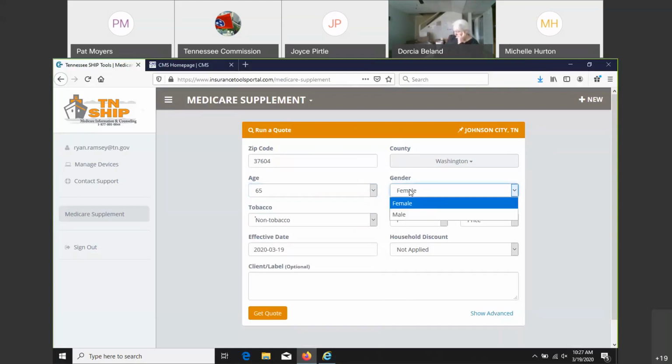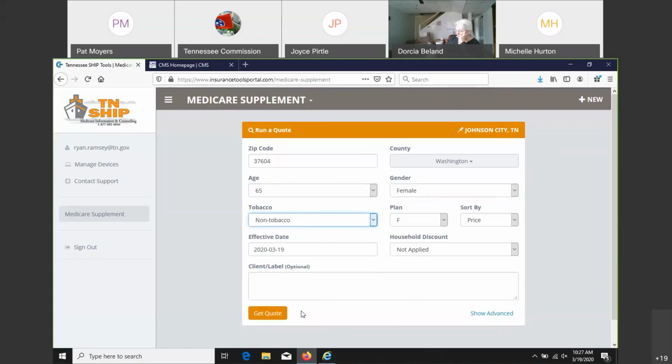Gender, you know, is that beneficiary female or male? We'll just go ahead and say that beneficiary is a female as well. Does this beneficiary use tobacco products? Yes or no? We're going to go ahead and say that they are not a tobacco user. And then what plan is this beneficiary interested in?